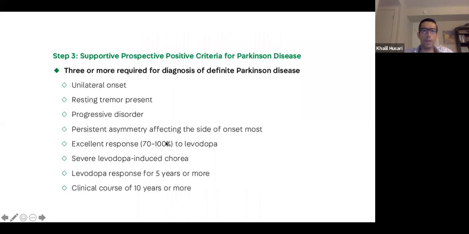And the supportive criteria are unilateral onset, resting tremor, progressive disorder, persistent asymmetry. So although it becomes bilateral, it continues to be asymmetric. Usually they have a response to levodopa, so an excellent response to levodopa. If you have levodopa response for 5 years or more, and the clinical course is more than 10 years as well.